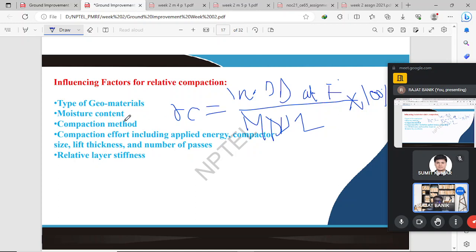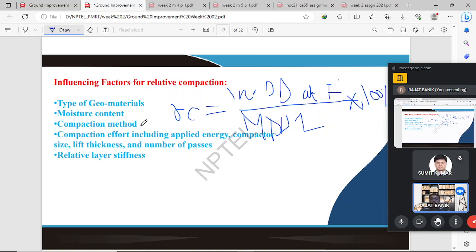Okay. Then coming forward, we see the compaction method also. That means what type of compaction method we use also influences the relative compaction. That is, whether we use the standard Proctor test or the modified Proctor test. We know that in modified Proctor test, we get a better result than the standard Proctor test. So the method also affects the relative compaction in the ground.